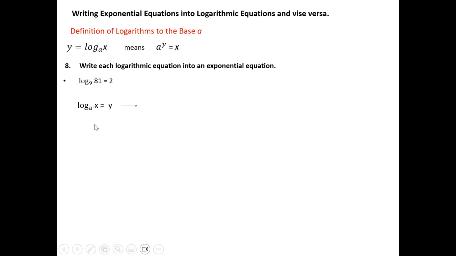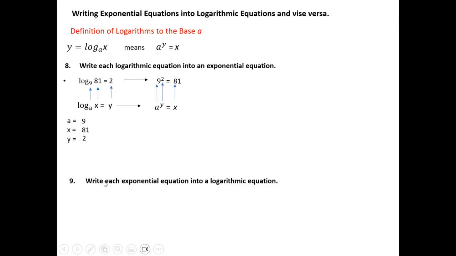So here, guys, we have to know what the a, what the x, and what the y is. If you notice here, guys, the a is going to give us 9. The x will give us 81. And the y is going to give us 2. So now we have to go from logarithmic to exponential. We know that the a is 9, right? The y is 2, and the x is 81. You see there's my a, which is 9, my y is 2, and my x is 81. That's how you go from logarithmic to exponential.